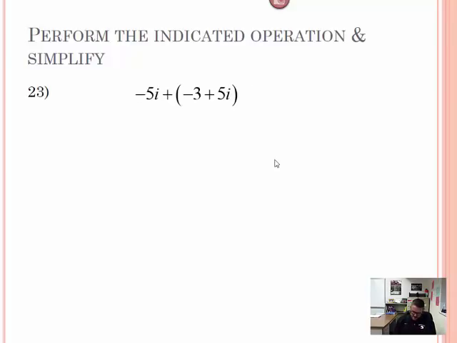So here all we're going to do is combine like terms again, and notice that when I go negative 5i plus that 5i, it cancels, so my answer would just be negative 3.